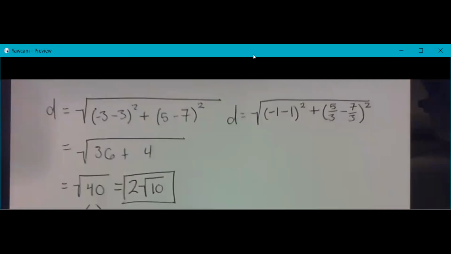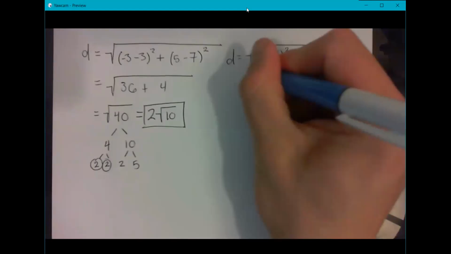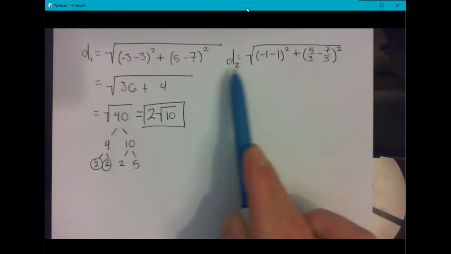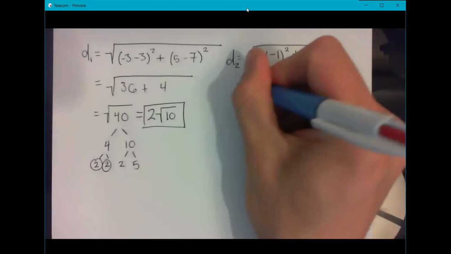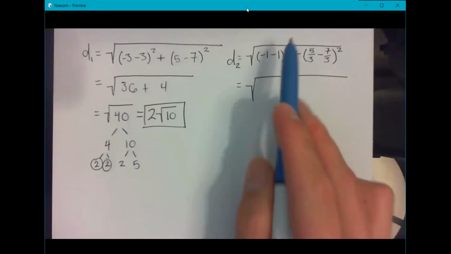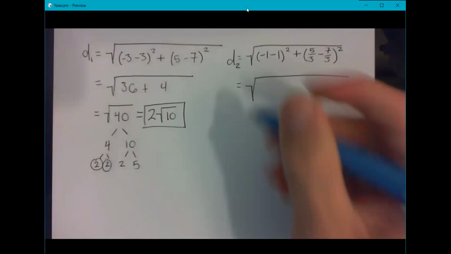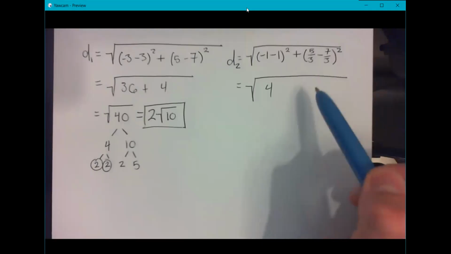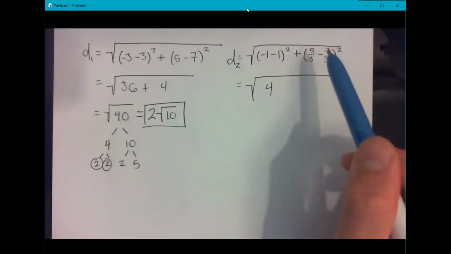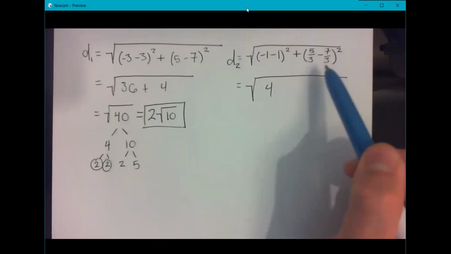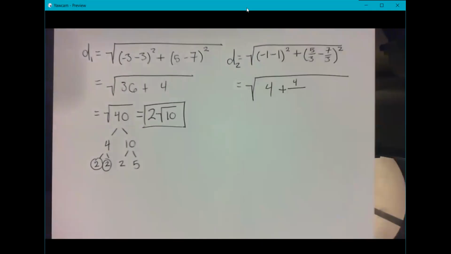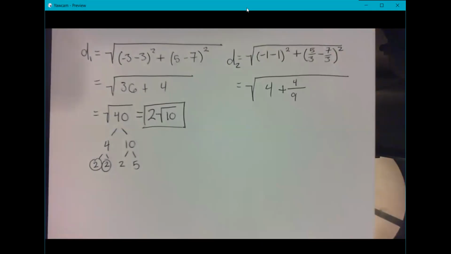And from here, the rest is math. So here on the inside, I'm sorry, let me give it a distance 1 and a distance 2. So distance 2 over here is going to be equal to the square root of, what's -1 minus 1 squared? 4. And then what's 5/3 minus 7/3? -2/3. So what's 2 squared? 4. And then what's 3 squared? 9. When we square a fraction, keep in mind that we square the numerator and the denominator independently.